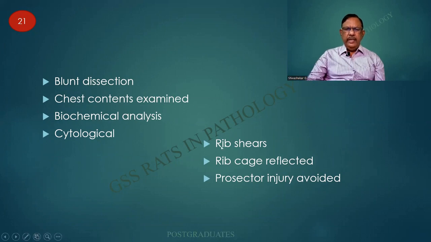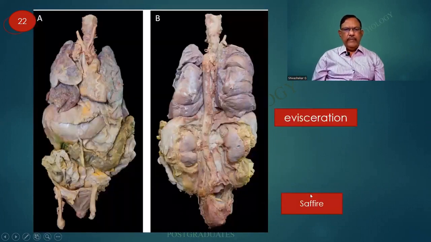Rib shears are the instrument that I showed you earlier, and this is how it is removed. Injury to the prosector is avoided. And after all that is over, you find that along the jaw there is an arch in the lower mandible, and that is cut. And when that is cut, there is a reflection of the skin and the tongue is exposed.